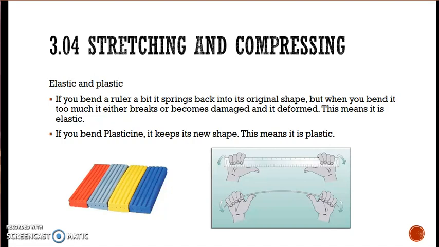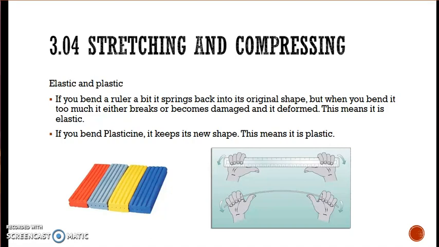There are two types of materials. There might be more, they just haven't taught us yet. There's elastic and plastic. If you bend a ruler a bit, it springs back into its original shape. But when you bend it too much, it either breaks or becomes damaged and is deformed. This means that it is elastic.